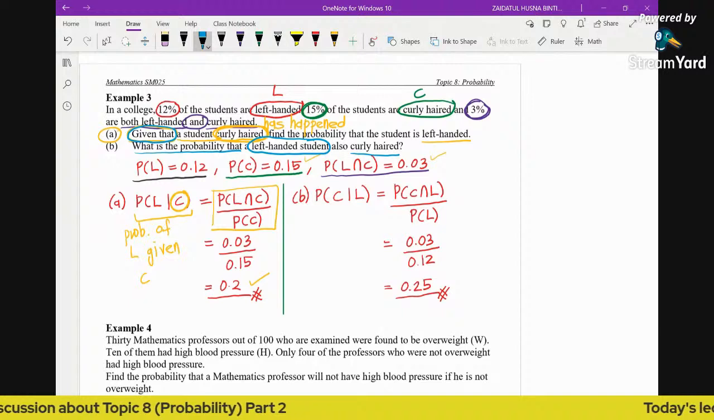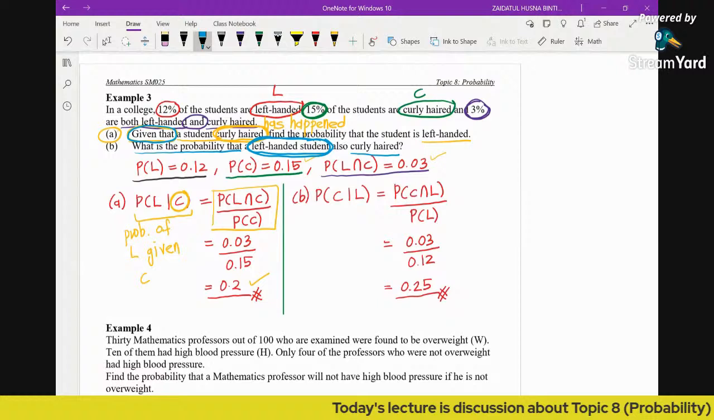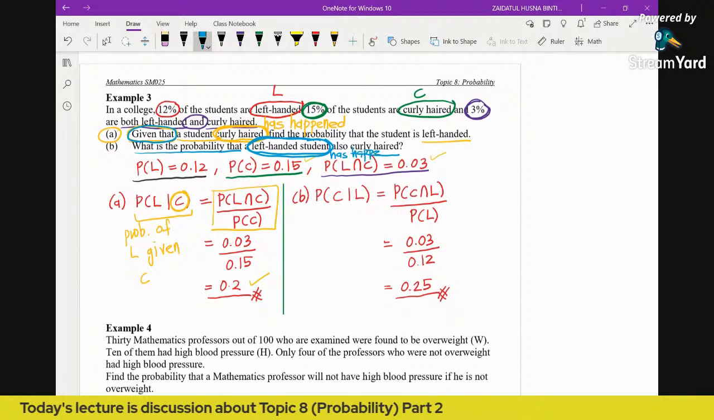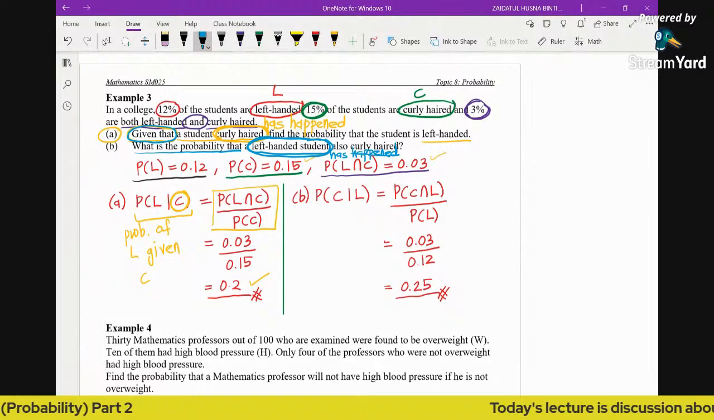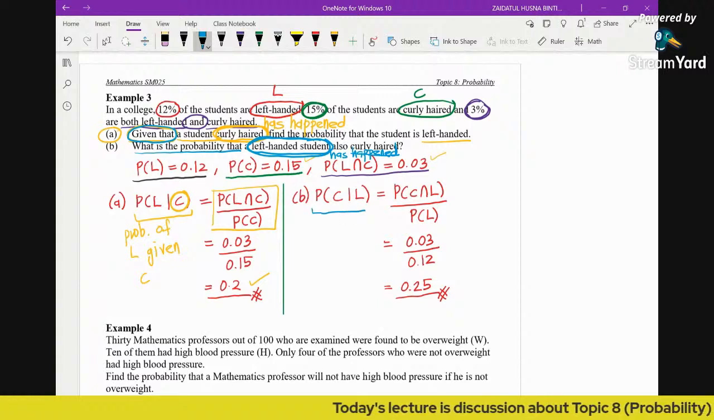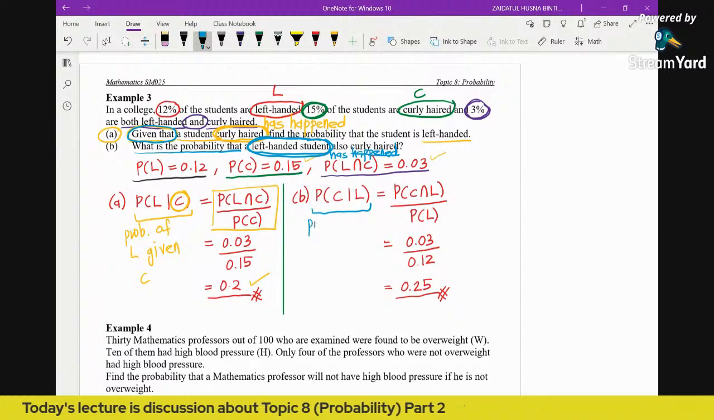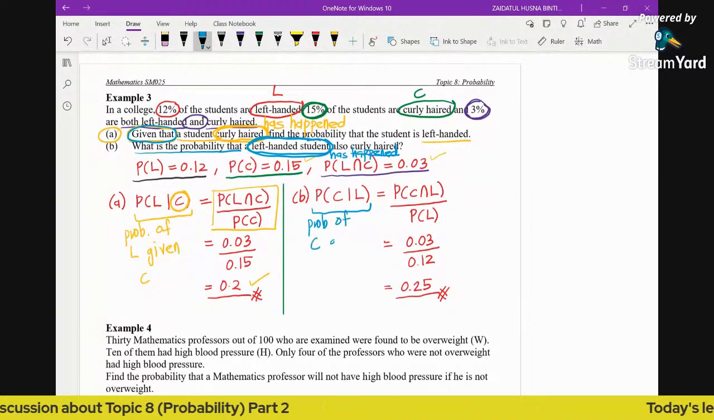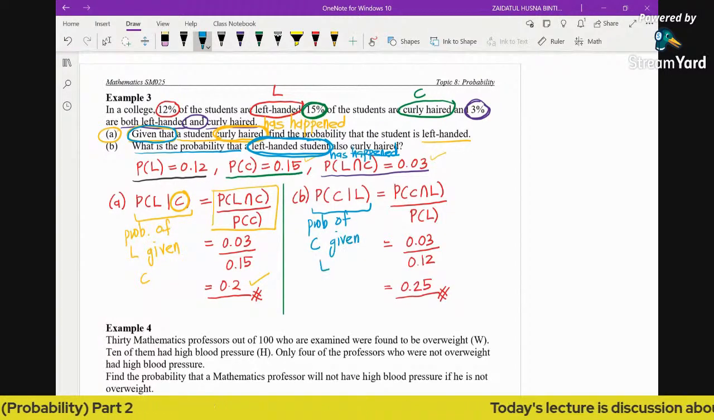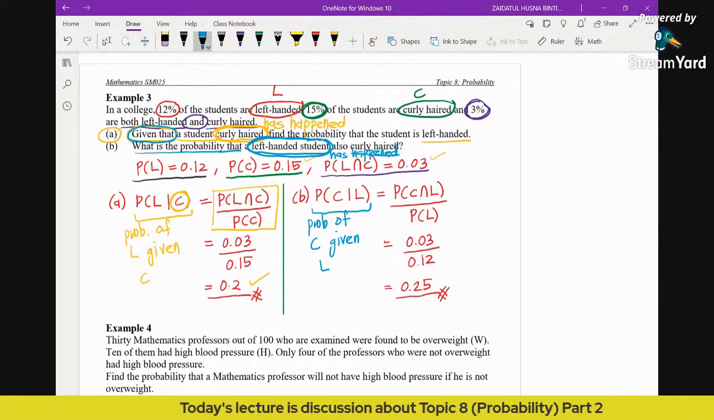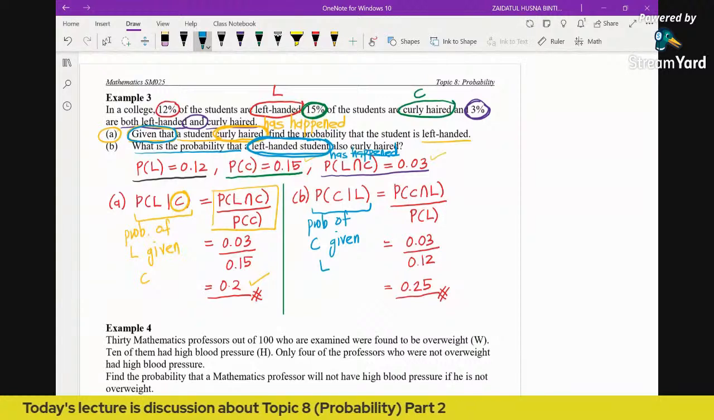In this case, we know that the student is left-handed. So if we already know that the student is left-handed, this is the event that has happened. So now we are looking for the probability that the student has curly hair given that the student is left-handed. So we are looking for the probability of C given L, because the event L has already happened.